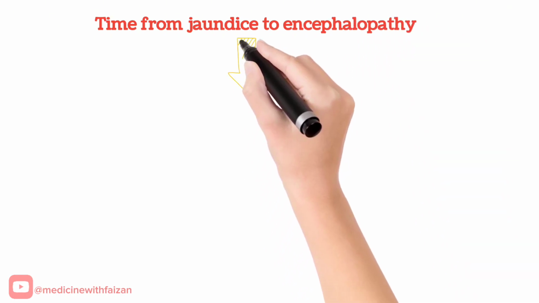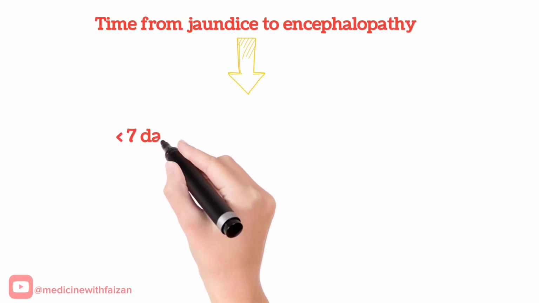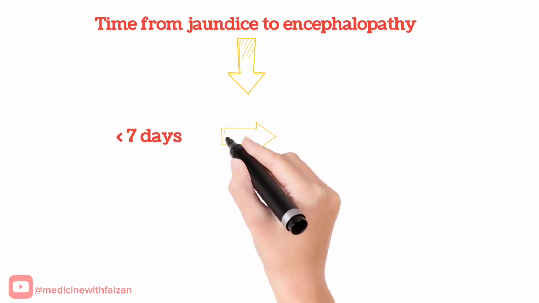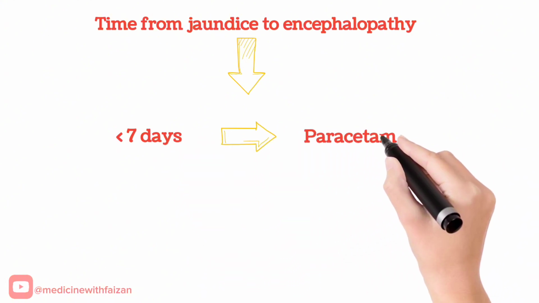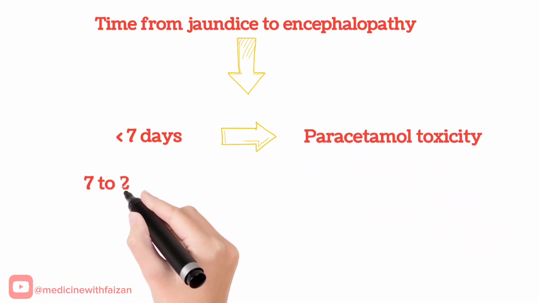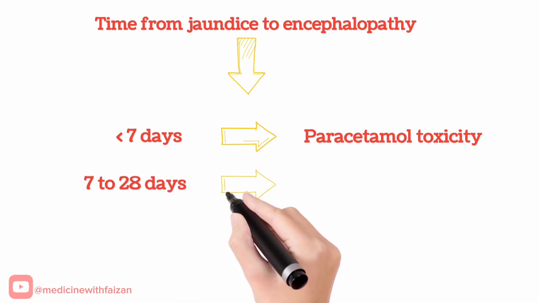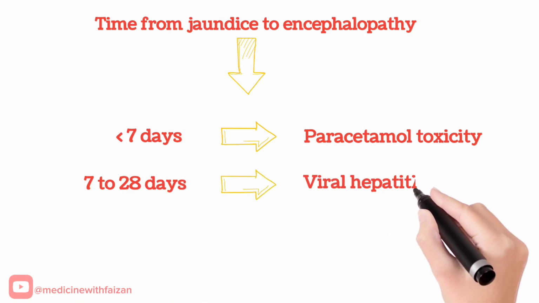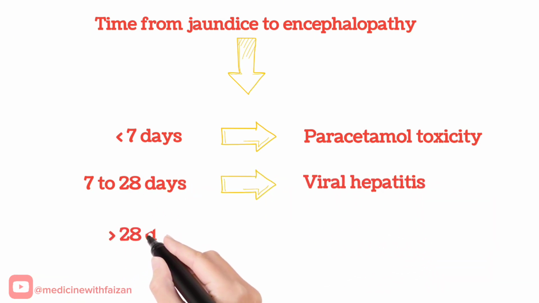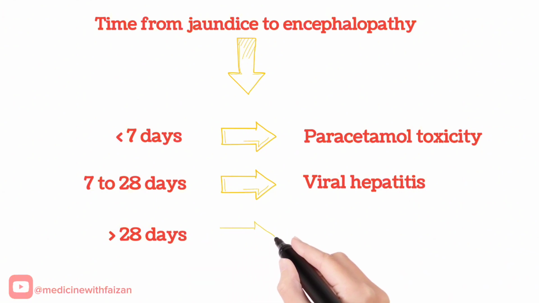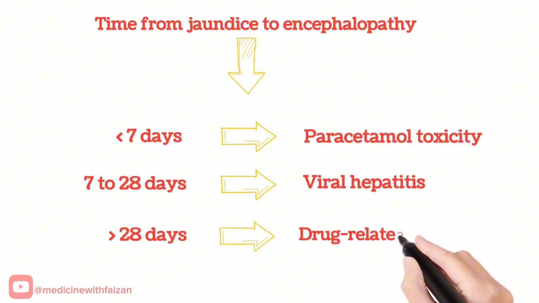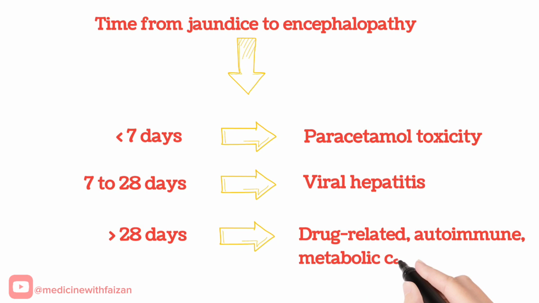For example, if the patient progressed from jaundice to encephalopathy in less than 7 days, then most likely cause may be paracetamol toxicity. If the progression took 1 to 4 weeks, then viral hepatitis can be the cause. And if the condition progressed over months, then it can be drug related or due to autoimmune cause or in fact metabolic cause like Wilson's disease.